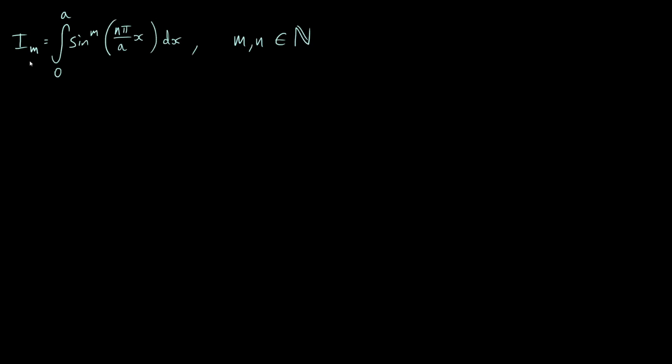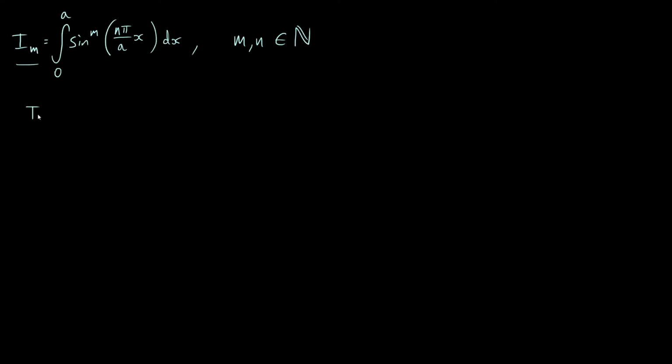So we're going to evaluate this thing, which I've called I_m, right? So this is just, we're raising our sine to some arbitrary natural number power. So there's this m here, and then the n inside the brackets is also an integer. So let's make a start on this.